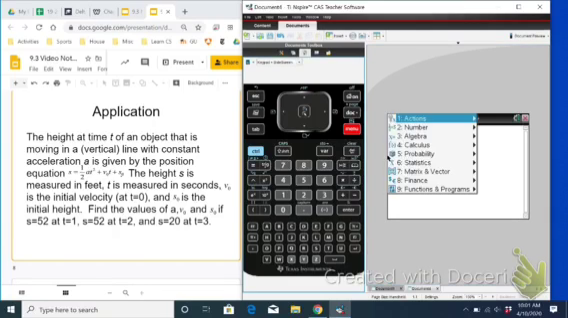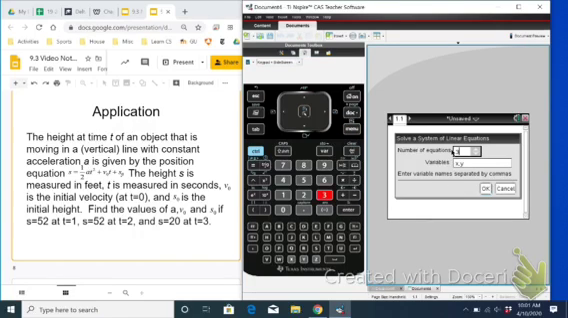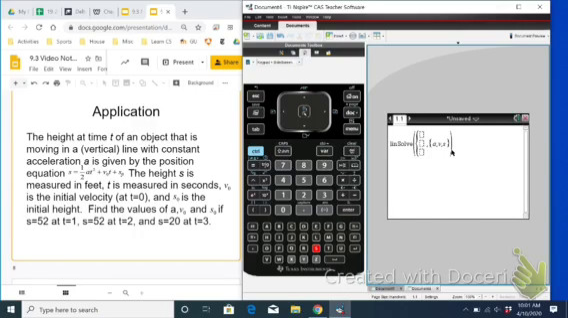All right, so we're going to set up a system on the calculator, so solve a system of linear equations. You could do equations too, but if you don't have a CAS, this will work. So we have 3 equations, and since we're looking for acceleration, initial velocity, and initial height, I'm going to make the variables A, V, and S.